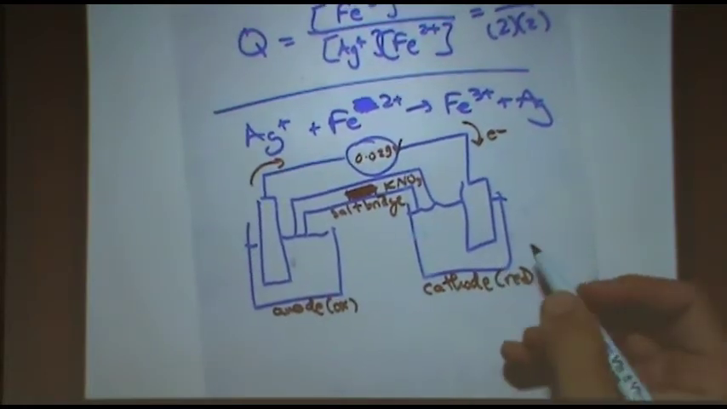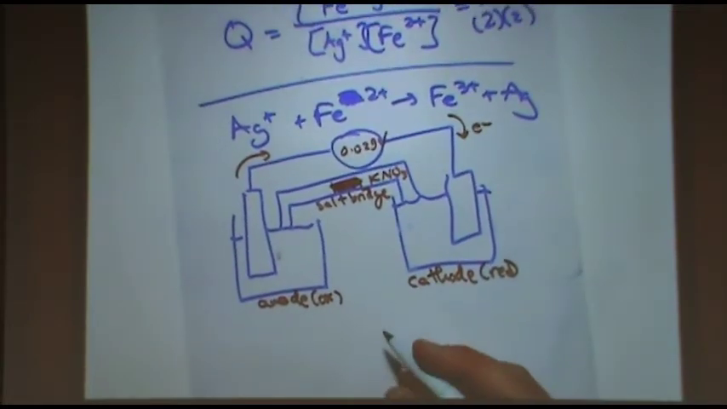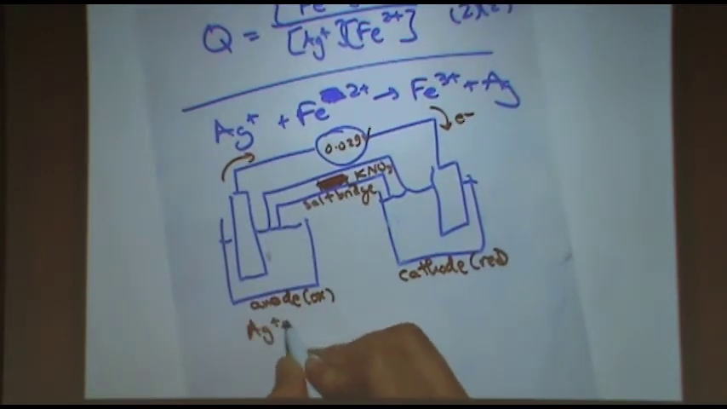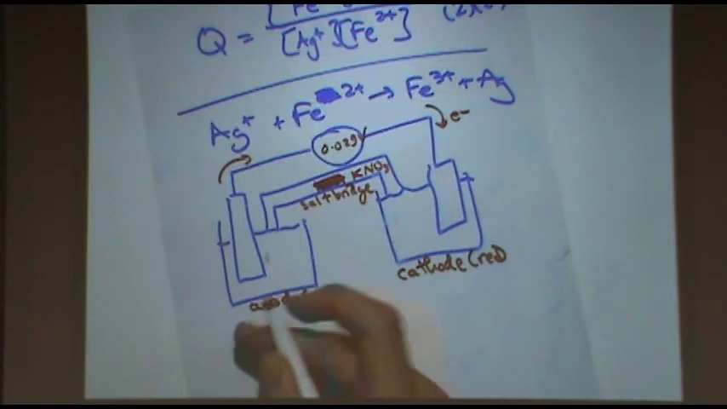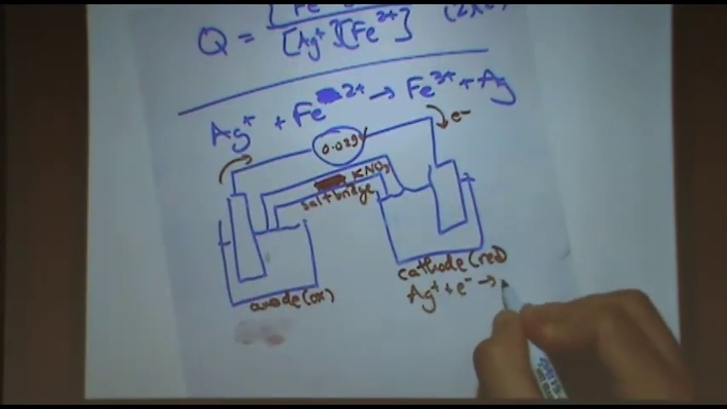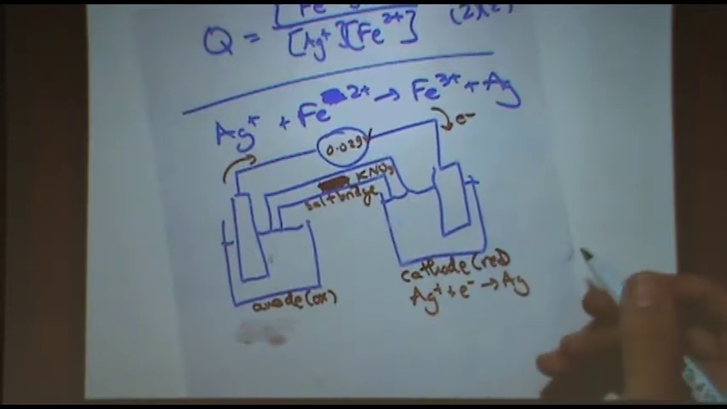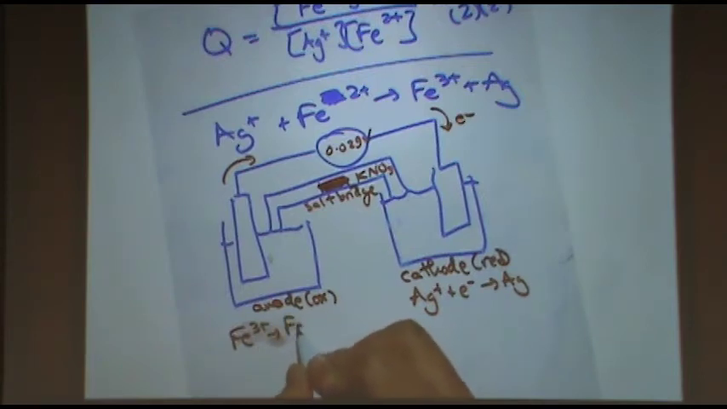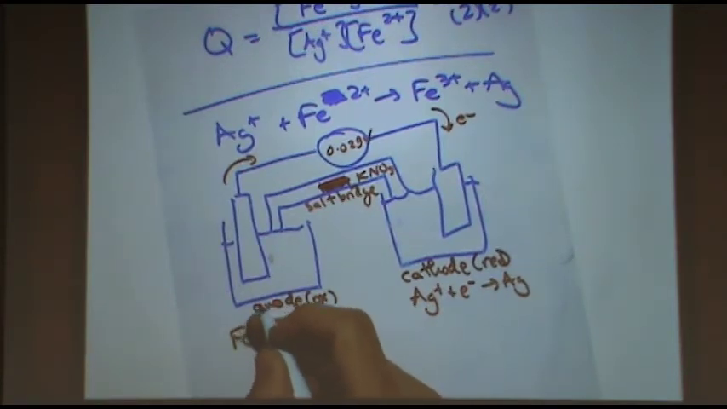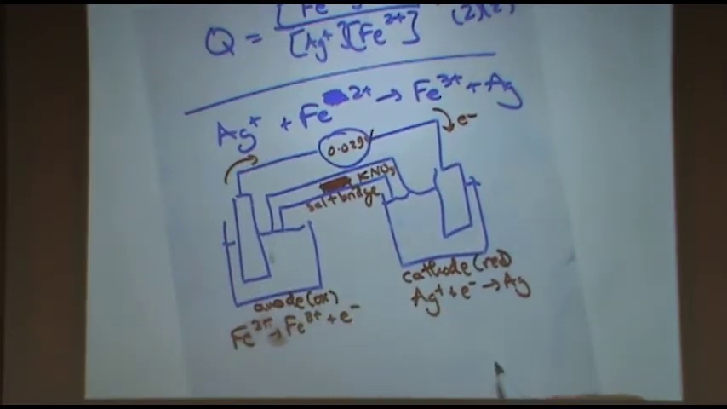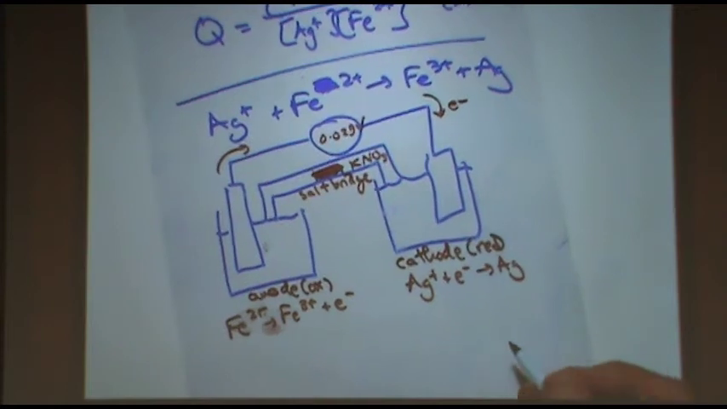Let's write the half reactions. Half reactions are oxidation, Ag+, no, that's not oxidation. That's reduction. Ag+ plus an electron goes to Ag solid. And then let's write the other reaction. Fe2+ goes to Fe3+ plus an electron. All right, I think I copied those down right.